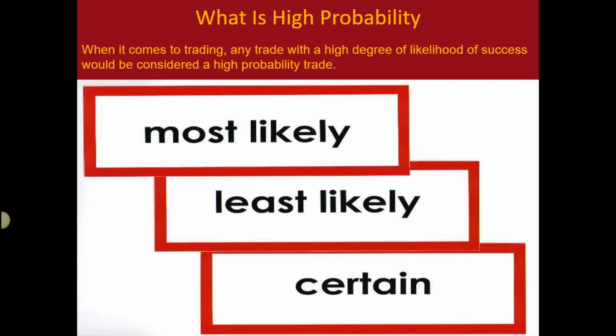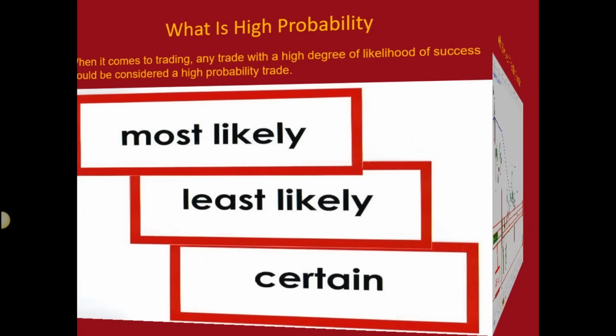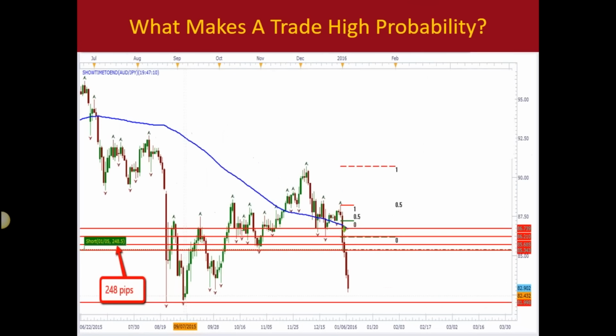All right, guys, so what is a high probability trade? When it comes to trading, any trade with a high degree of likelihood of success would be considered a high probability trade. So what makes a trade high probability? Is it the profit that you make? As you can see, this trade worked out for me for 248 pips. So was that considered a high probability trade? It could have been, depending on the way I entered the market and everything else. Just because you make big profit doesn't make that a high probability trade, all right?